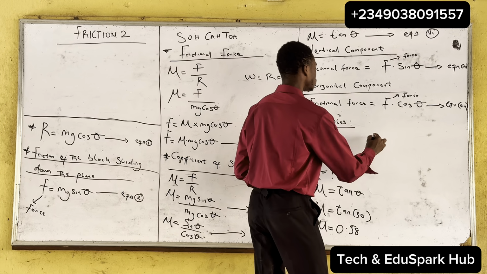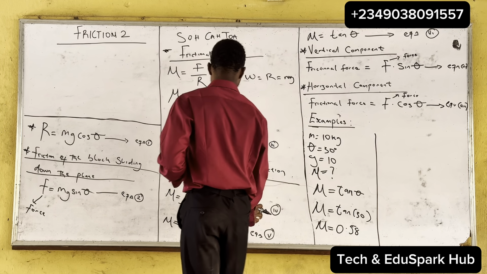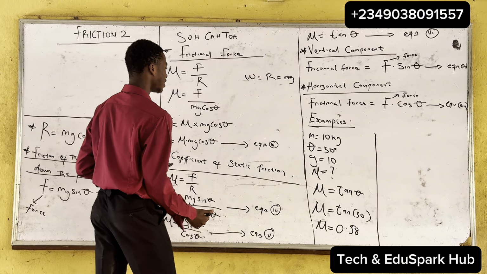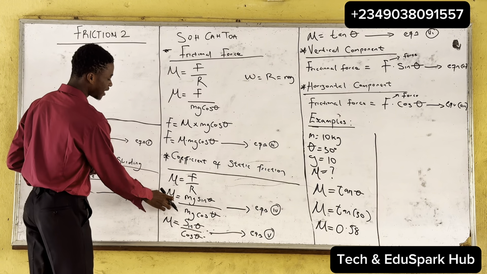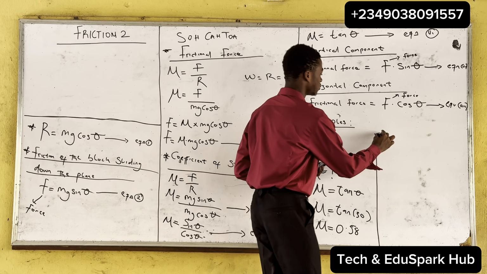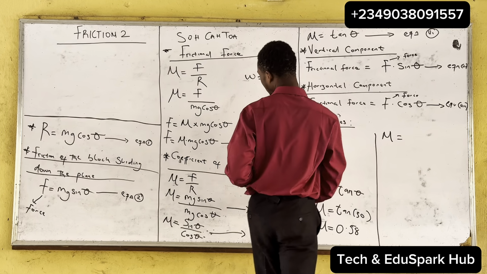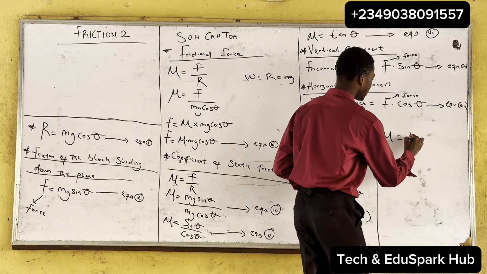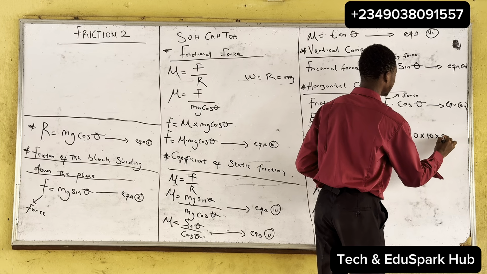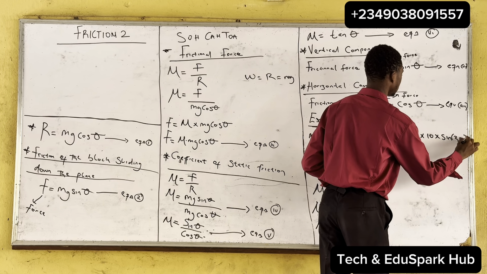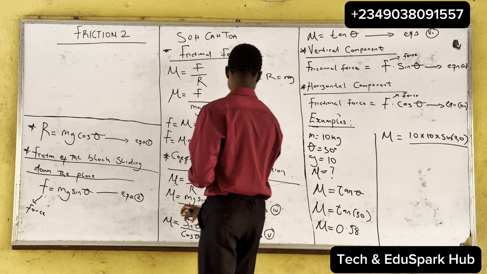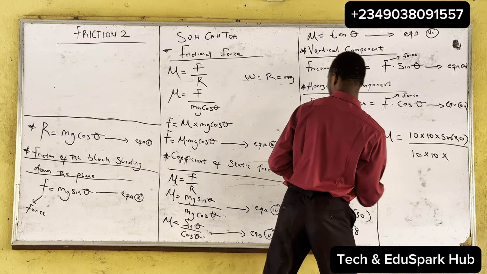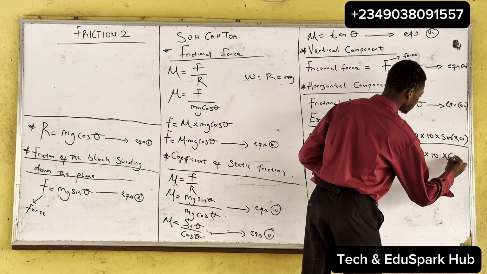And another way you can use to solve it is by using the formula that we have in our equation 4, which is given as mg sin theta over mg cos theta. If you are using this formula, we have our coefficient of static friction equal to the mg sin theta, which is 10 times 10 multiplied by sin 30 degrees, divided by our mg cos theta, which is still 10 times 10 multiplied by cos 30 degrees.